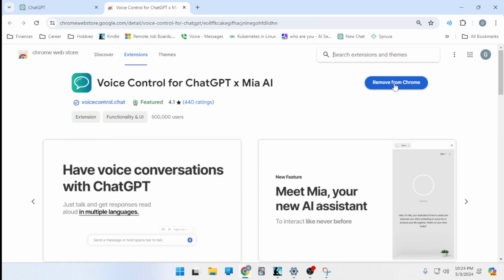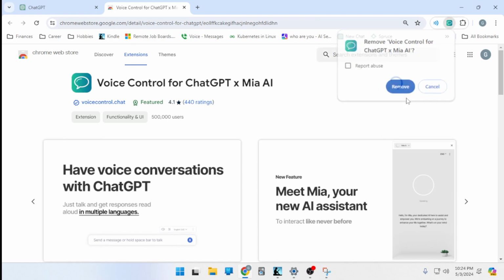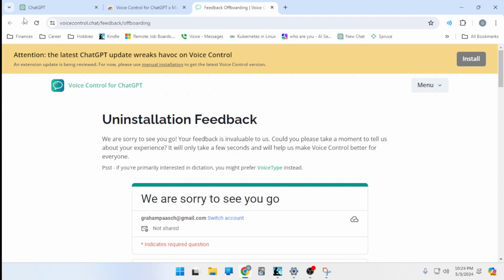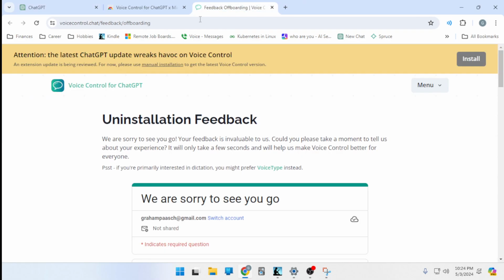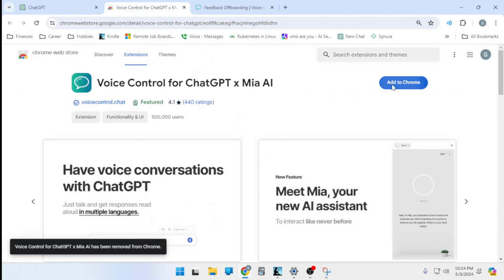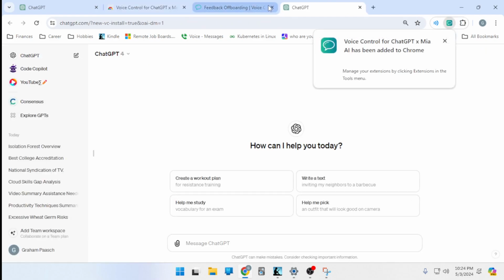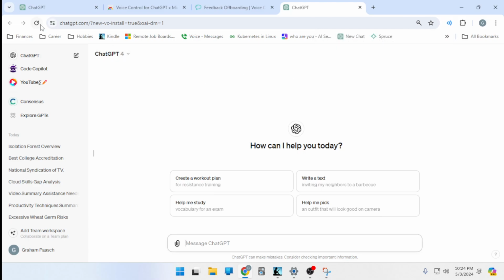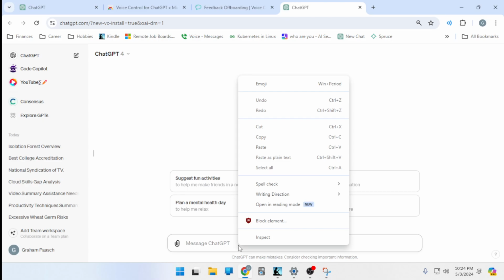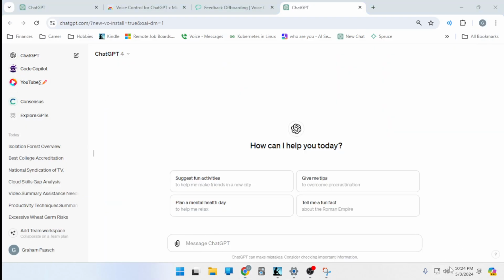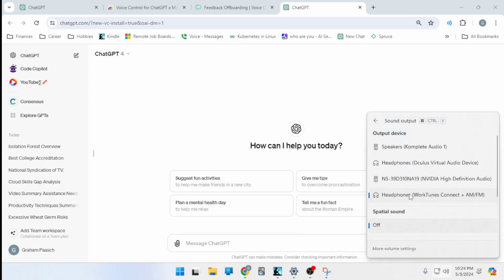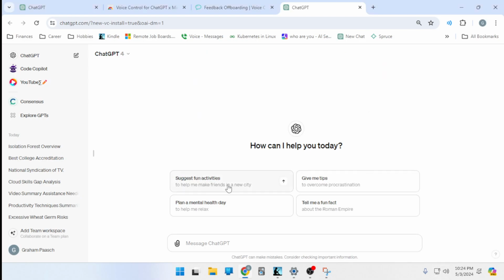Okay, so I'm going to completely remove it from Chrome. All right, and then I'll reload this page. So make sure it's still gone. It's still gone. And now I'm going to add it to Chrome. All right, so now it's been added to Chrome, but it's still not a part of Chrome. All right, so that's interesting. Not sure what's going on with that.